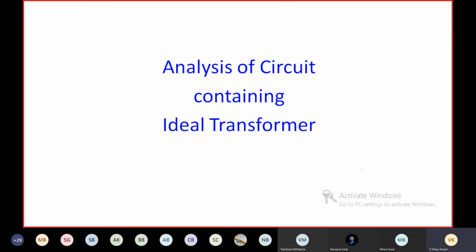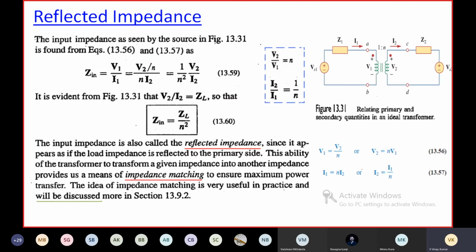This is the analysis of a circuit containing an ideal transformer. Next, you're going to find the reflected impedance. Reflected impedance means you shift an impedance to the primary side. Whatever impedance is present on the secondary side, you shift that impedance to the primary side.